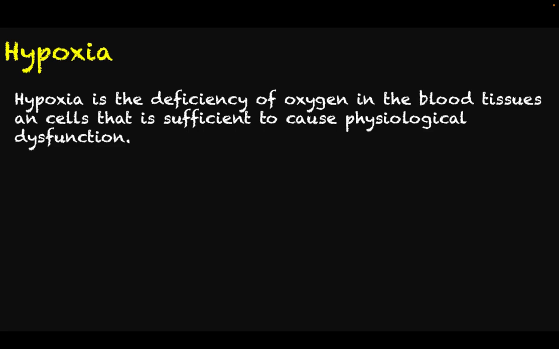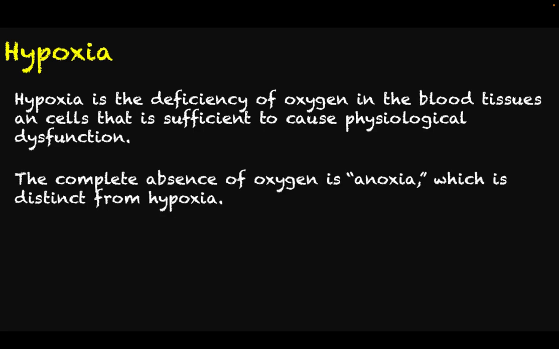So hypoxia refers to the deficiency of oxygen in the blood, tissues, and cells. There is a horrible, horrible typo here, so please forgive me for that. So for the blood, tissues, and cells, that is sufficient to cause physiological dysfunction. We want to make sure that we are being clear this is a deficiency of oxygen. Hypoxia does not imply that there is no oxygen present at all. That would be what we call anoxia. That is distinct from hypoxia. Hypoxia is different in the sense that your body and your cells are still obtaining oxygen. They're just not obtaining enough to really function at full capacity.